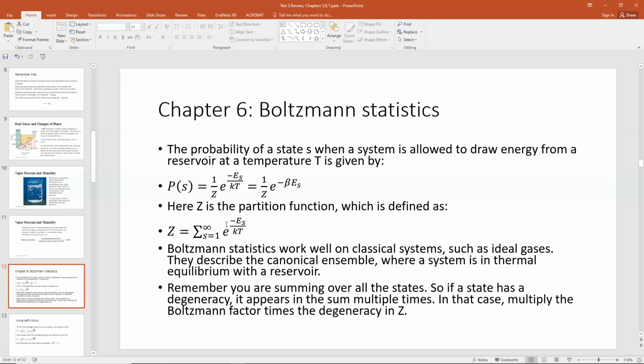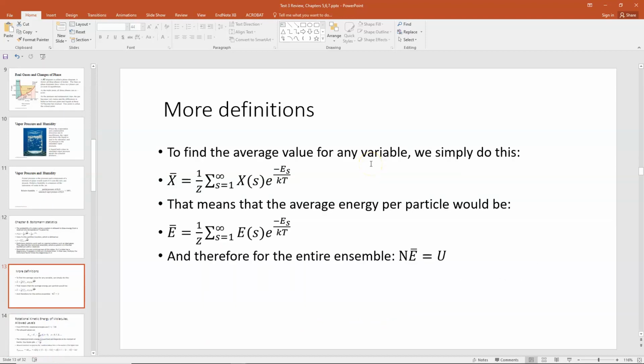And then sometimes the degeneracy will be given in the text of the problem too. But just remember that when you sum over your partition function, you multiply the degeneracy times the Boltzmann factor. And remember, the definition of degeneracy is energy states that have different quantum numbers but the same energy. All right. Now, once you have your definitions of your Boltzmann factors and your partition functions, you can use them. They're very powerful to find average values for any variable.